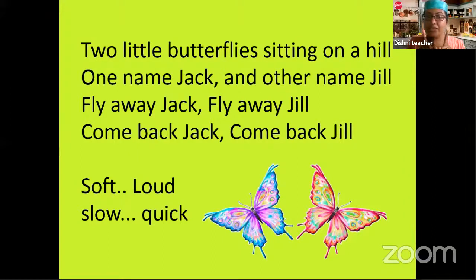Right. Now let's move to the soft and loud, okay? Soft. Loud? Okay. Two little butterflies sitting on the hill. Name Lark. Fly away, Lark. Back again. Now slow and quick. Okay. Two little butterflies sitting on the hill. One name slow, other name quick. Fly away slow. Fly away quick. Come back slow. Come back quick. Right? Okay.